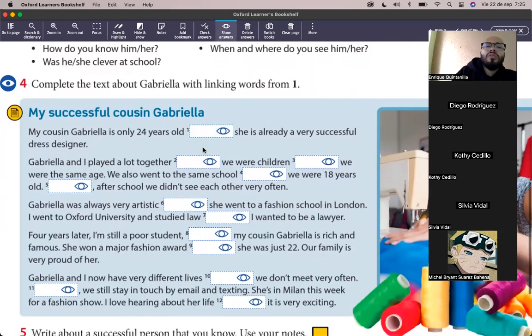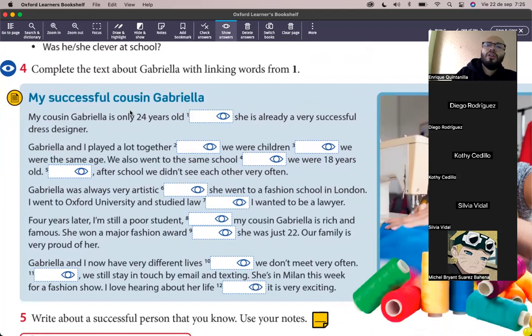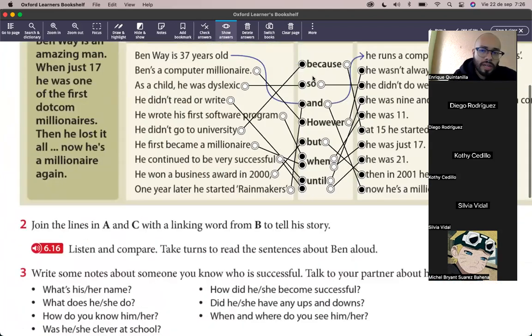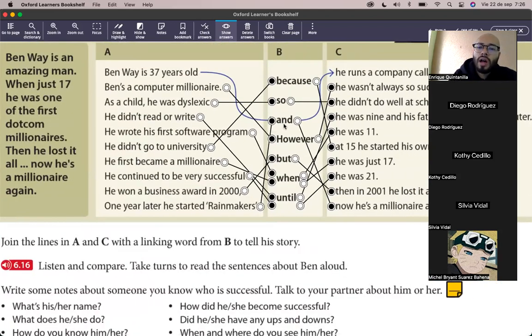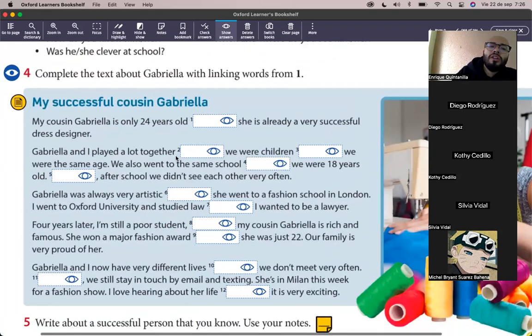Okay, so we're going to focus here on my successful cousin Gabriela. Yeah, my successful cousin Gabriela. Complete the text about Gabriela with a linking word from exercise one. Because, so, and, however, but, when, until. Vale, vamos a leerlo muy rápidamente.